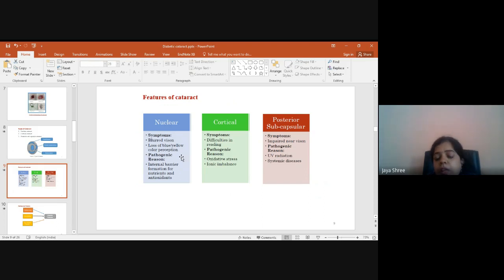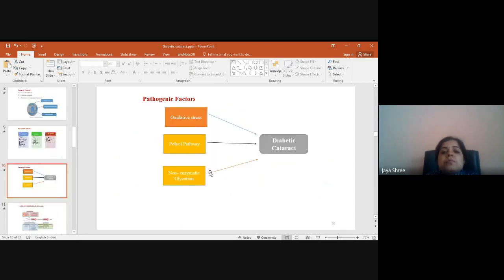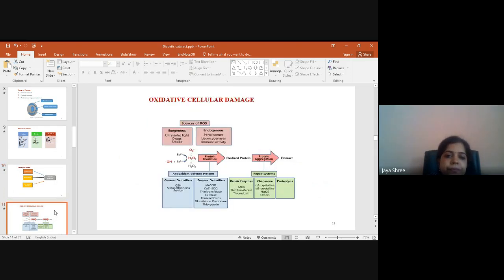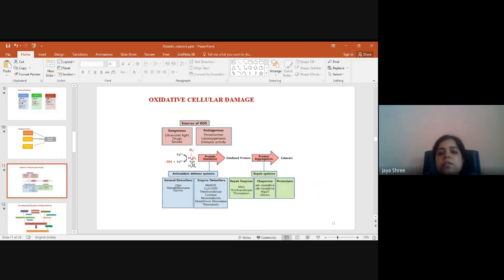The causes are UV radiation, oxidative stress, ionic imbalances, and systemic disease. Under systemic disease, diabetes is the most common cause of cataract. In this slide, I'm showing the pathophysiology of diabetic cataract. If it is related to diabetes, there are three types of pathophysiology: first is oxidative stress, then the polyol pathway, and non-enzymatic glycation. In the next slides, I will deal with these pathways. First of all, oxidative stress, oxidative cellular damage.